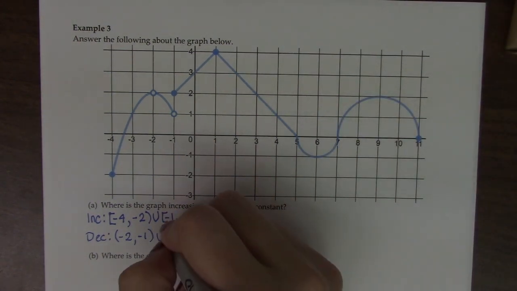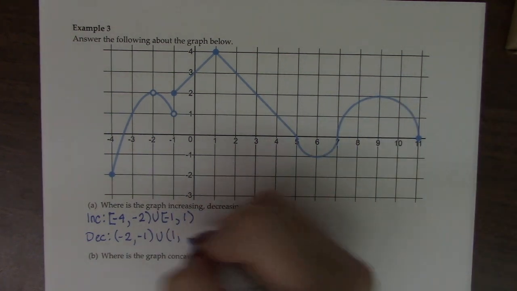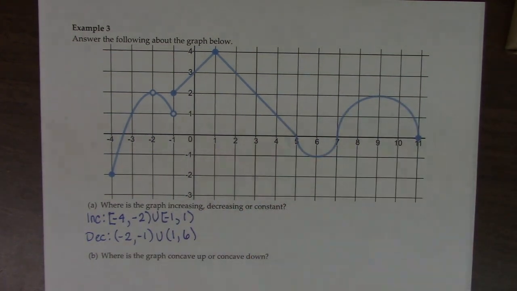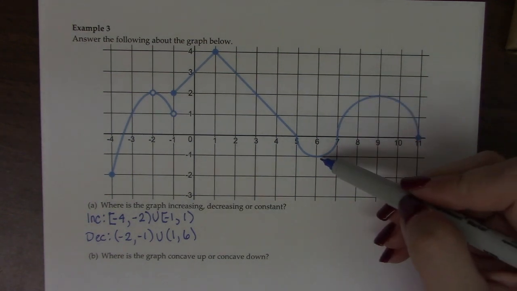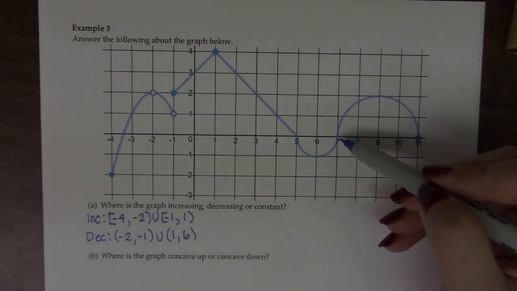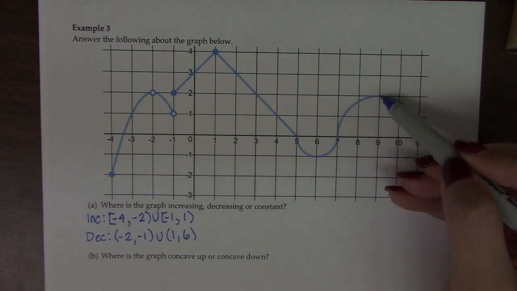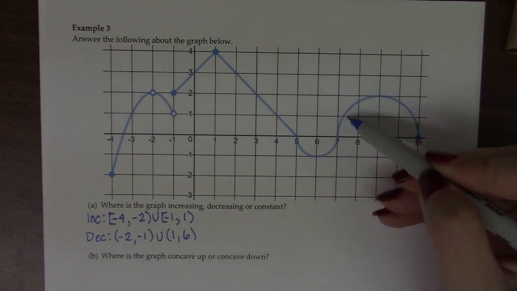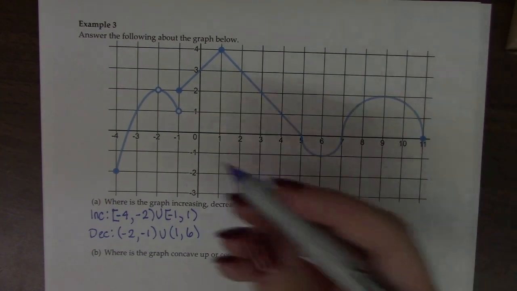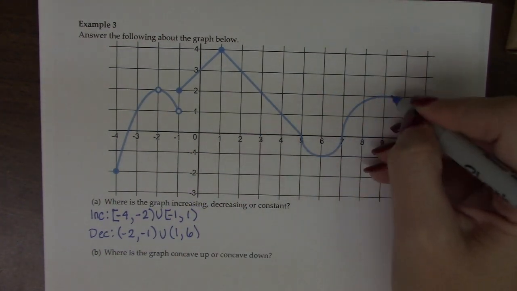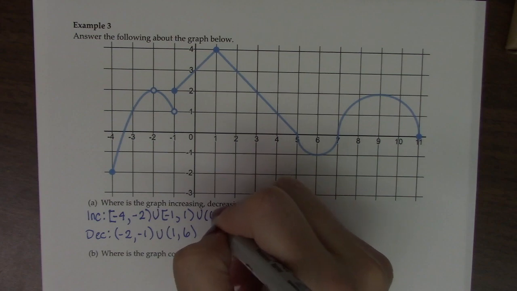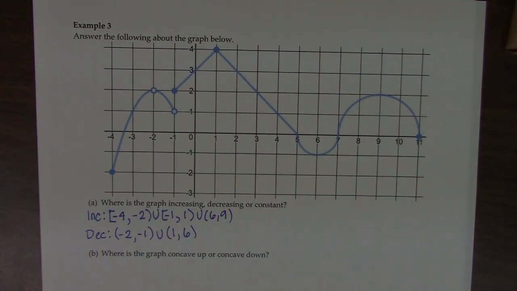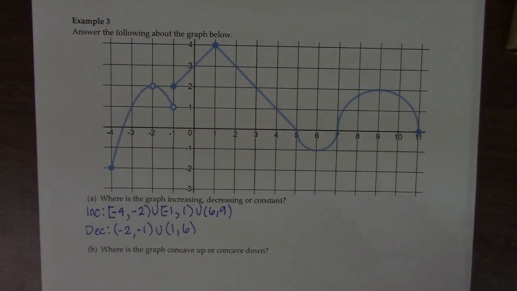So we would say, well, from 1 all the way to 6, the graph is decreasing. From 6 to 7, it's rising, and from 7 all the way to 9. So once again, even though it's changing shape, it's still increasing all the way. So we would add the interval 6 to 9 to our increasing row.